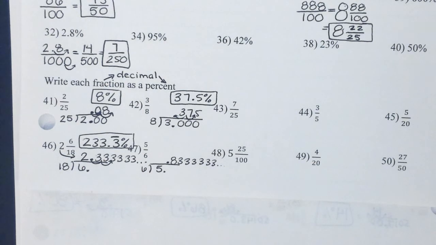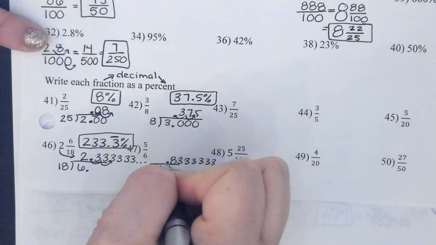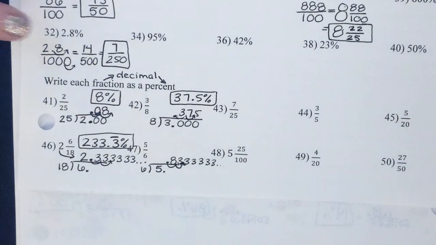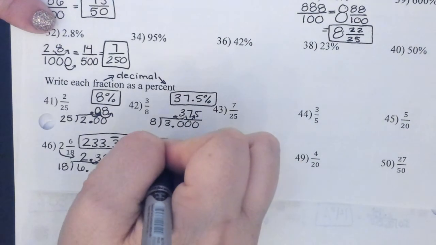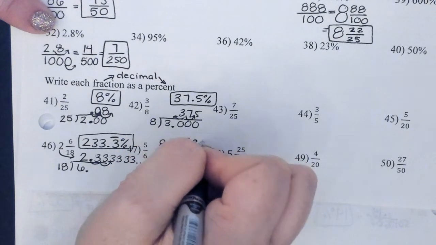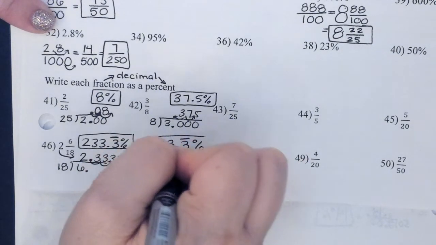Jakaria? Yeah, we're going to move my decimal. How many places? 1, 2. Okay, so we're moving the decimal 2 places. So what's that going to give me here, Braden? 83.3 with a line. Make sure we have our percent sign.